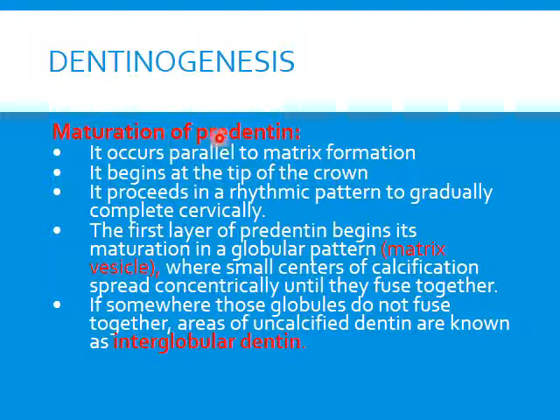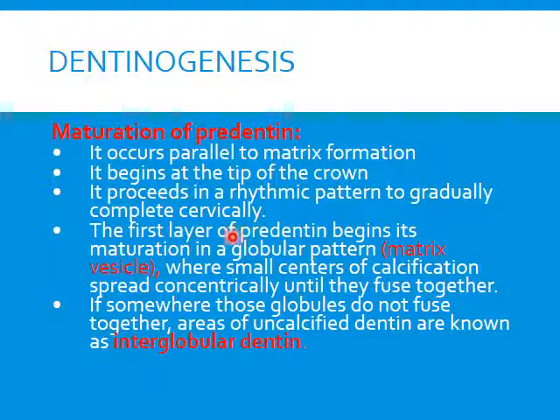So the maturation of predentin, or the second stage of dentinogenesis, occurs parallel to the matrix formation. It begins at the tip of the crown, because the beginning of predentin is laid down at the tip of the crown, or cuspal edge. It proceeds in a rhythmic pattern to gradually complete cervically, beginning at the tip of the cusp of the crown and then laid down cervically.